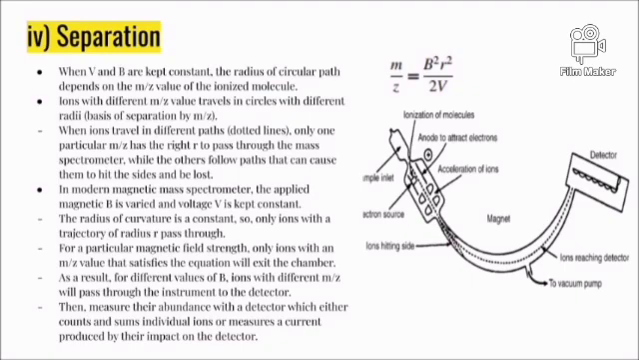Their abundance is then measured with a detector, which either counts and sums individual ions or measures a current produced by their impact on the detector.